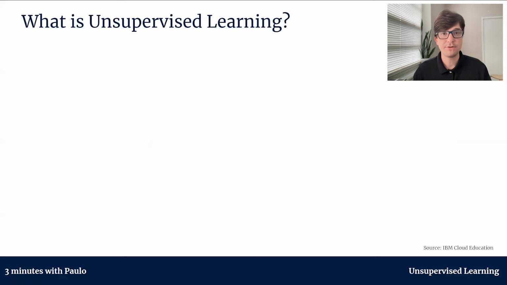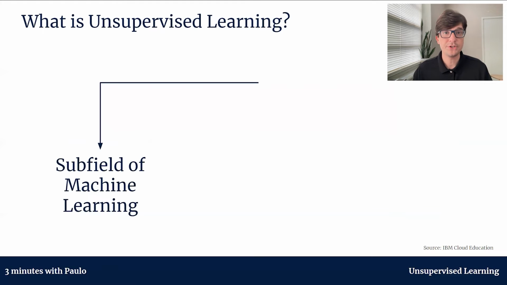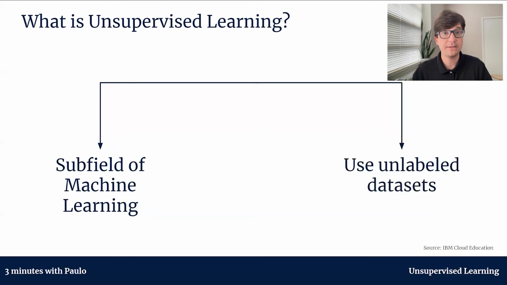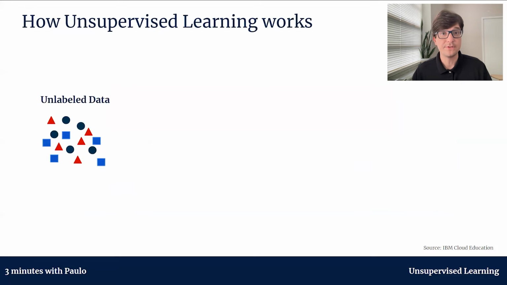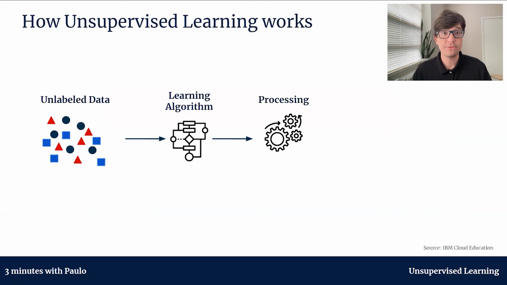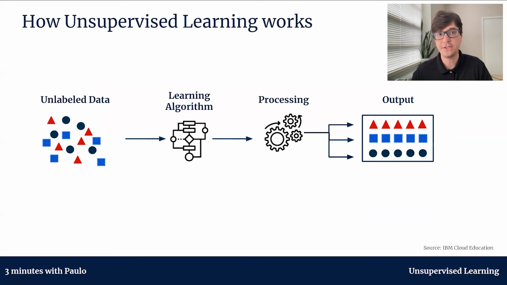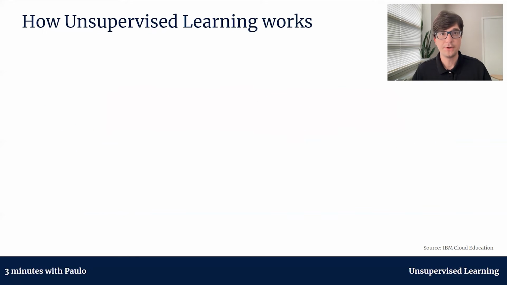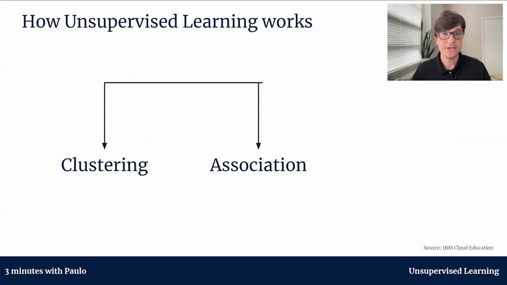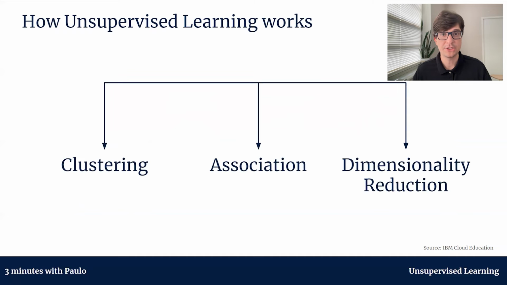What about unsupervised learning? Unsupervised learning is also a subfield of machine learning and uses algorithms to analyze and cluster unlabeled datasets. How does that work then? These algorithms discover hidden patterns or data groupings without the need for human intervention. Unsupervised learning models are used for three main tasks: clustering, association, and dimensionality reduction.